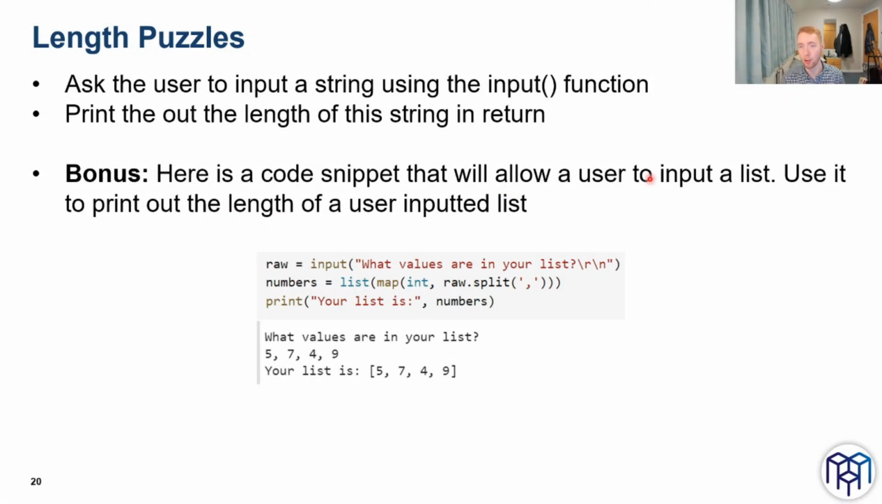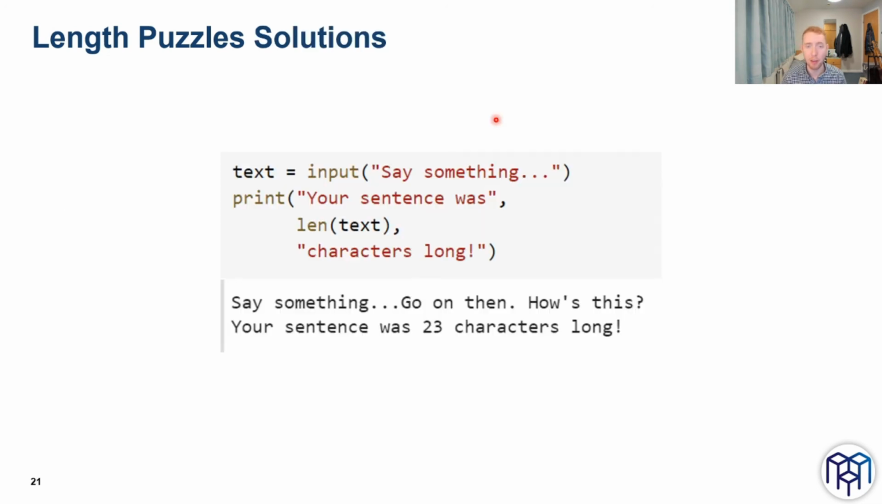Okay, let's take a look at the solution then. So we're asked to ask the user for an input and then print out the length of whatever they write. And we can do this by using the input function, so say something, and that's our prompt, and then we take the answer and put that into the variable text. And then we can print out as a sentence, or just the length itself. So "Your sentence was", then use the len function to get the length of that text, so the number of characters in whatever they inputted, and then "characters long". So we can say your sentence was 23 characters long.